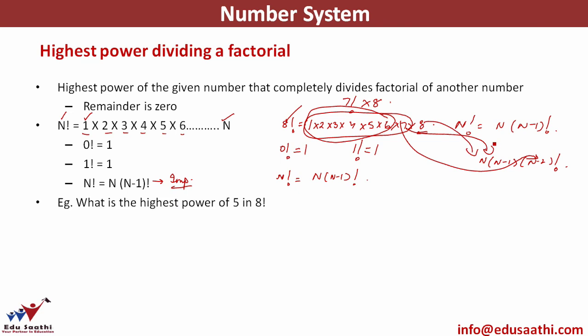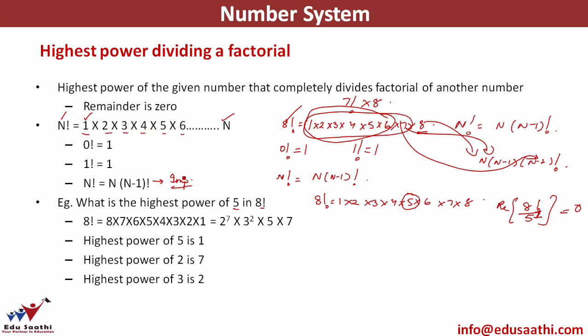So the question that we are going to do here is to understand highest power. What is the highest power of 5 in 8 factorial? I've already written 8 factorial as 1 into 2 into 3 into 4 into 5 into 6 into 7 into 8. Now if I combine all the 5s that I have, only one 5. So if I divide 8 factorial with 5, the remainder would be 0. So the highest power of 5 which is dividing 8 factorial comes out to be 1.